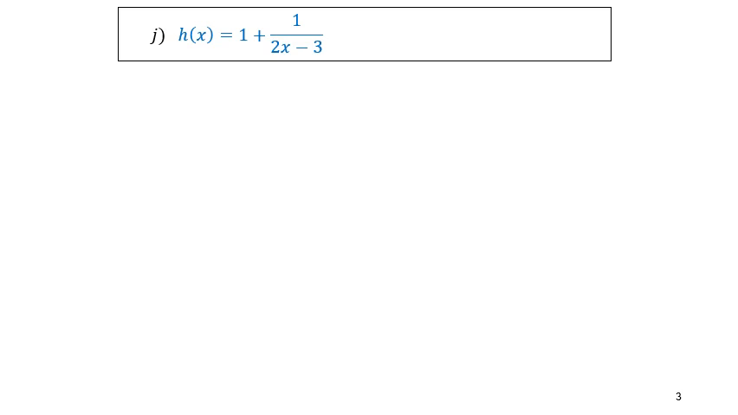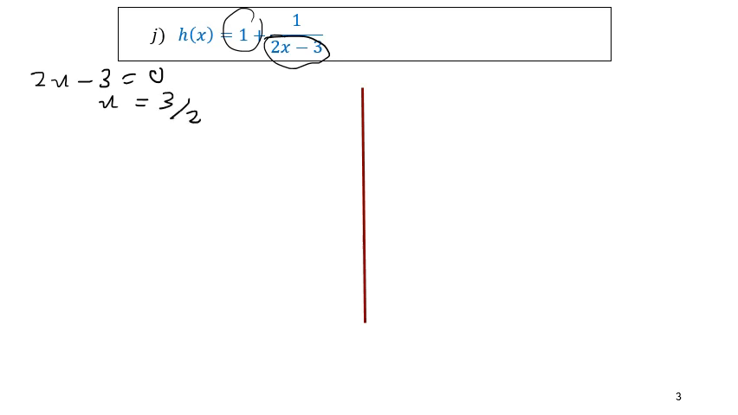And look at this one. So this time we have a constant outside. So remember, it will affect our range later. But first, let's check out where the function is undefined at x. So we equate x minus 3 with 0. Then we can find out x equals to 3 over 2, right? Therefore, we can conclude that the function h is undefined at x equals to 3 over 2.